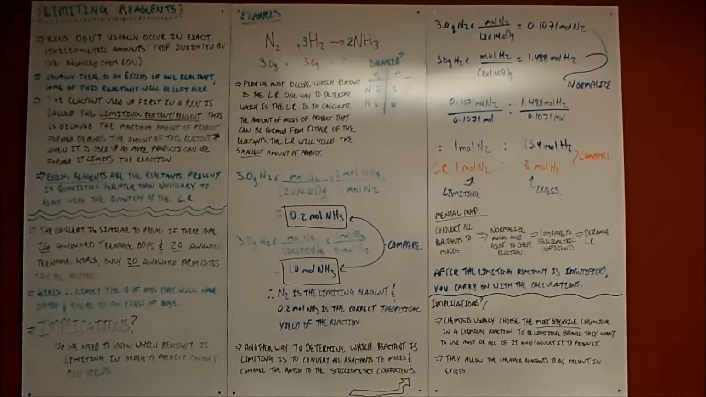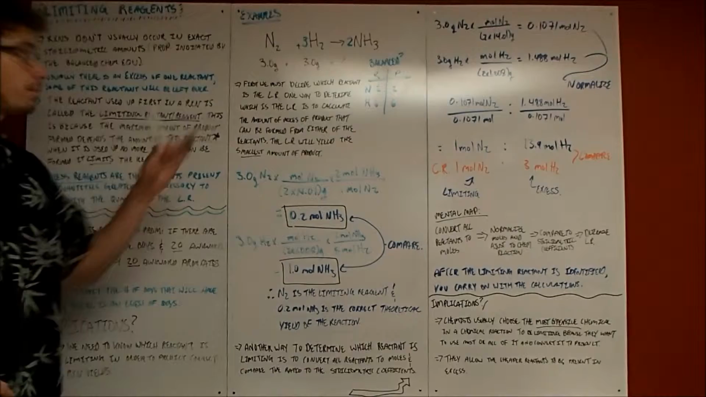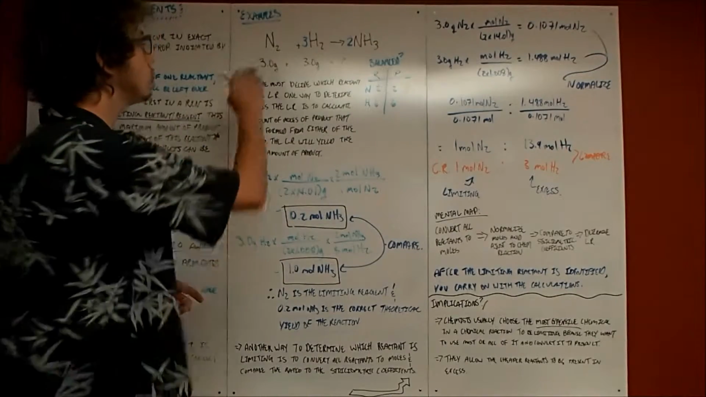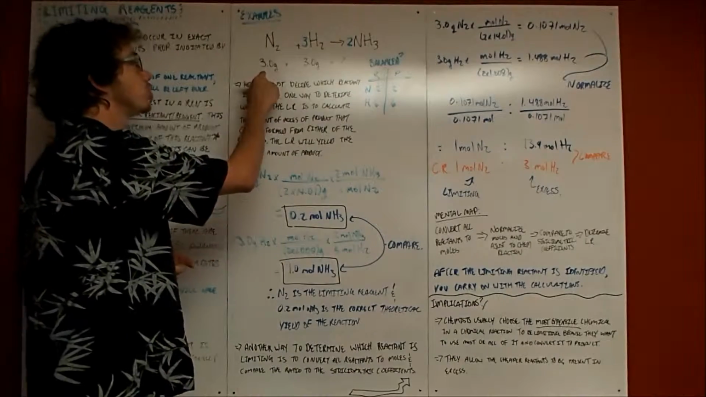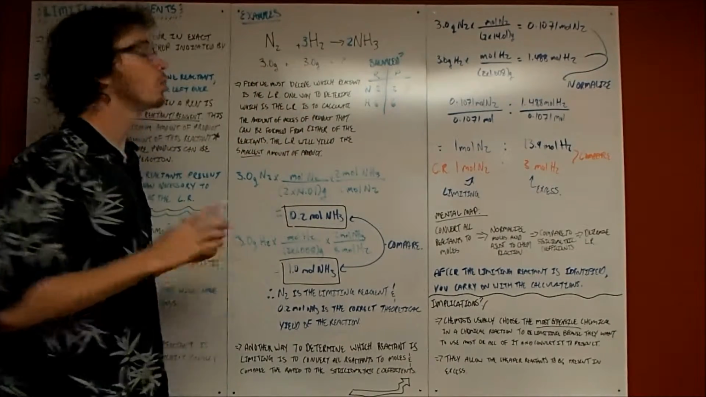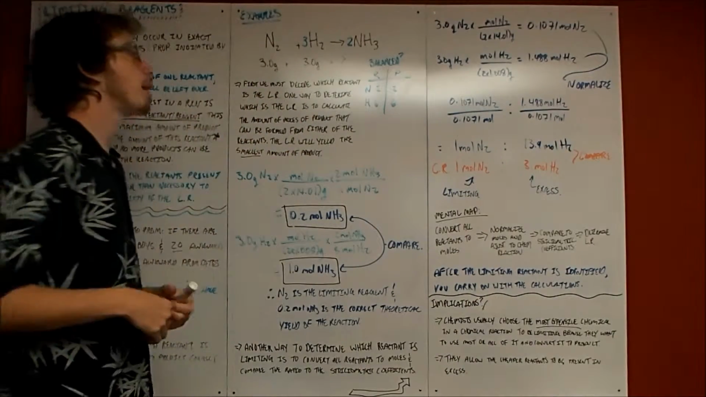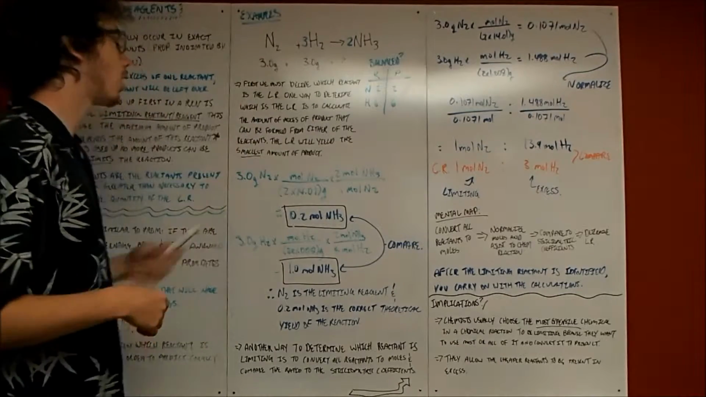So what are the implications? We need to know which reactant is limiting in order to predict the correct reaction yield. So we're going to use this reaction as an example. Nitrogen reacts with hydrogen to form ammonia. 3 grams of nitrogen react with 3 grams of hydrogen. We want to know what's the maximum amount of ammonia we can have from these two reactants.